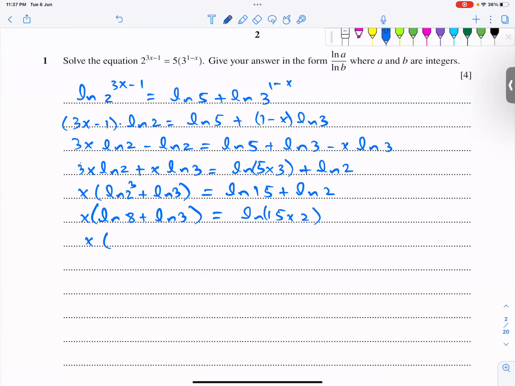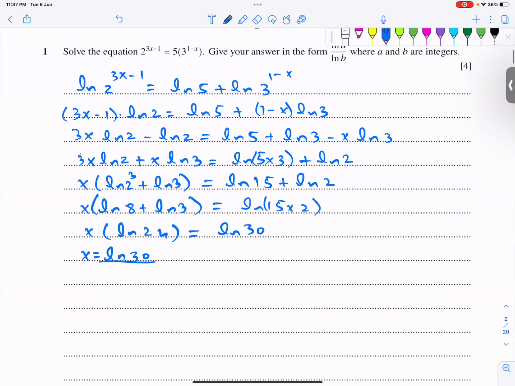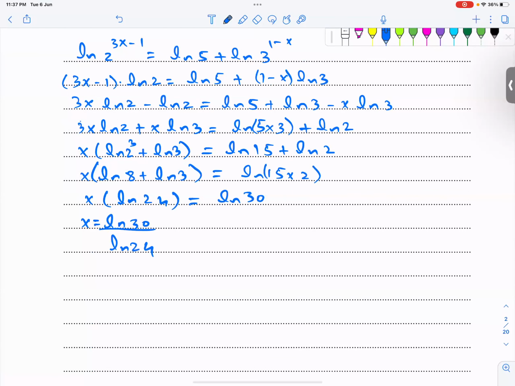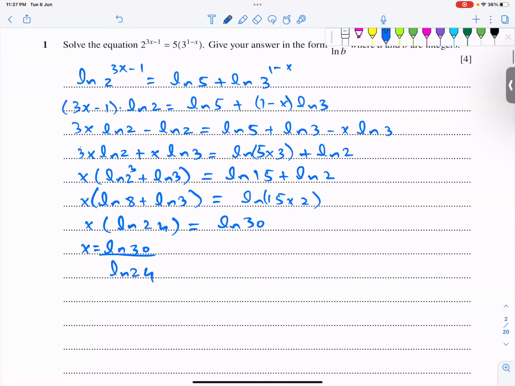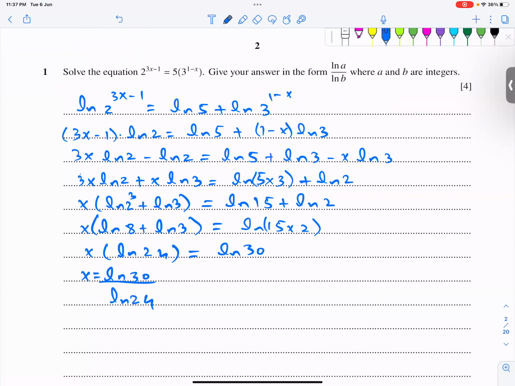So ln of 8 plus ln of 3 is ln of 8 times 3 by using the properties of ln. So this will become ln 24 is equal to ln 30. So x is equal to ln of 30 divided by ln of 24. Do not use the calculator because it was asking for the exact answer in the form of ln of a divided by ln of b. Now our a is 30 and b is 24. Moving to the next question.